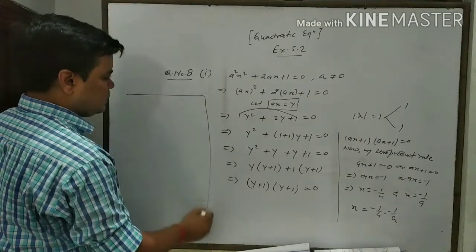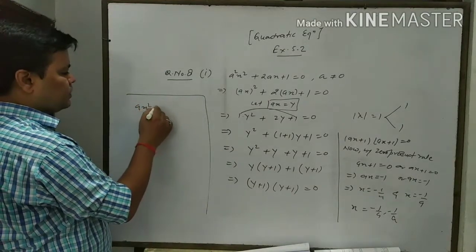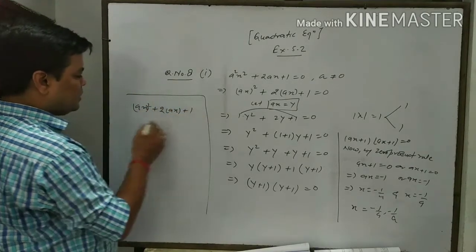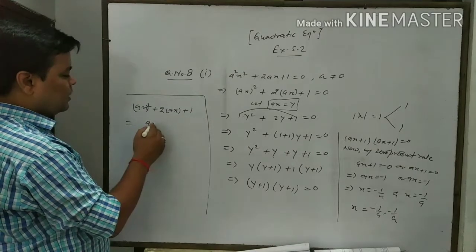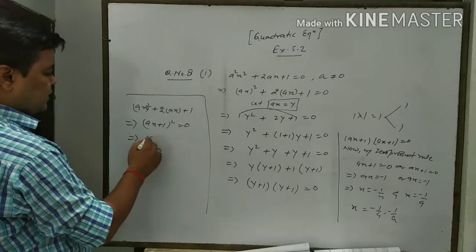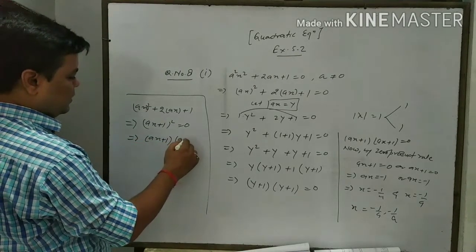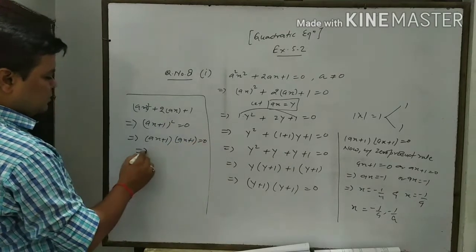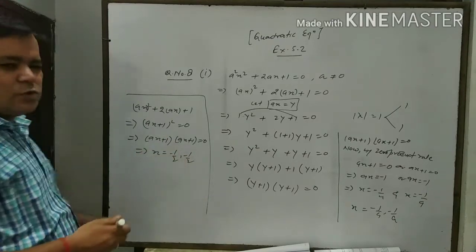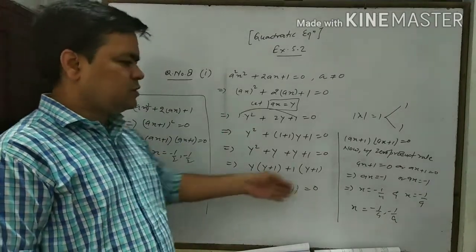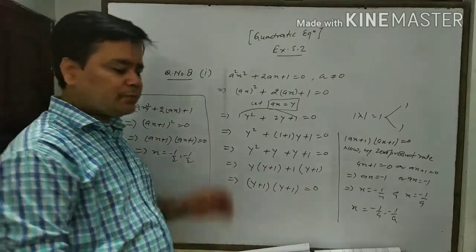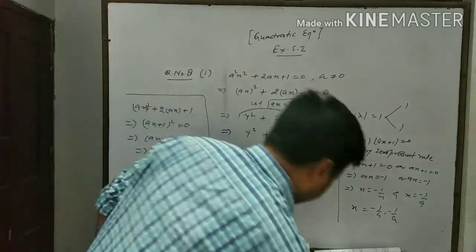Another method I will show: ax square plus 2ax plus 1. Basically this is the expansion of (ax plus 1) whole square is equal to 0. This can be written as (ax plus 1)(ax plus 1) is equal to 0, and this implies that x is equal to minus 1 by a, minus 1 by a, using the zero product rule. This is also a method. According to your convenience, you can use any one method. Now let us see the next question.